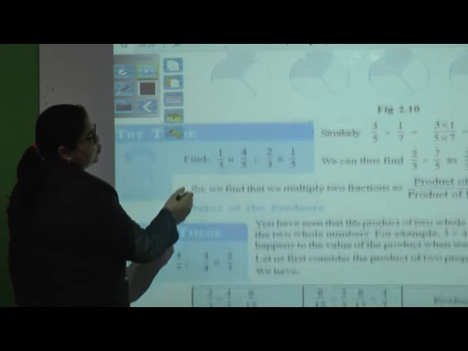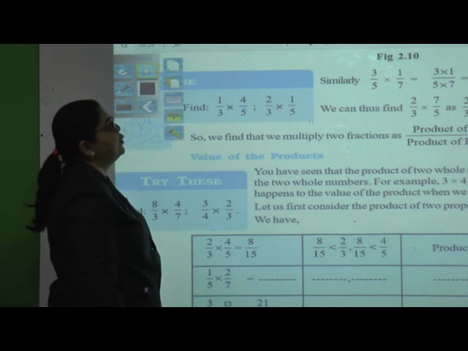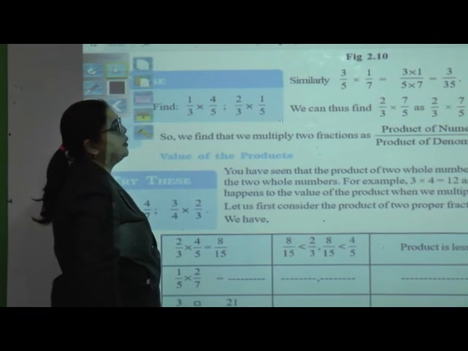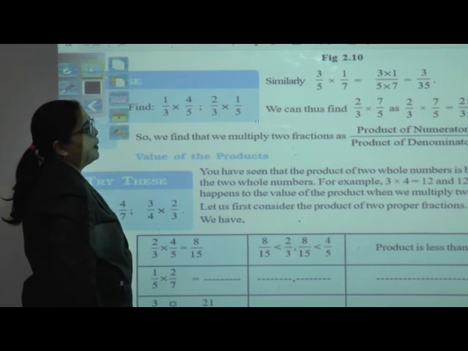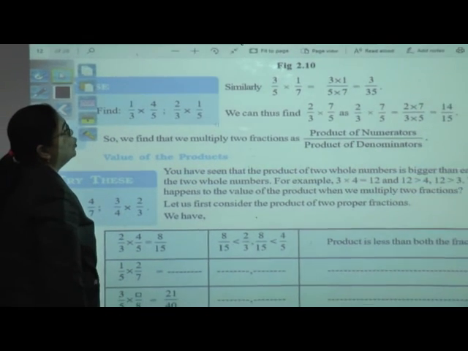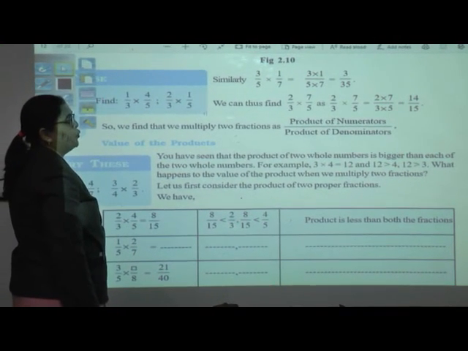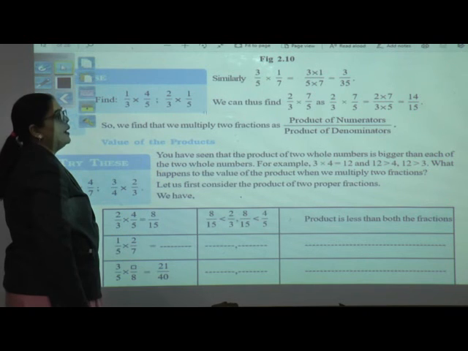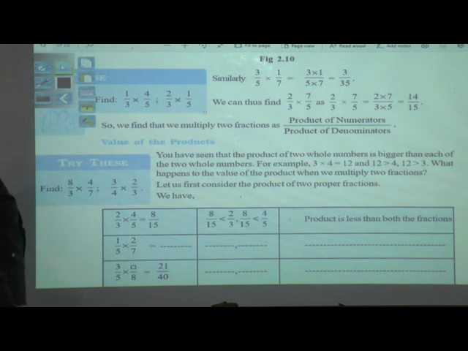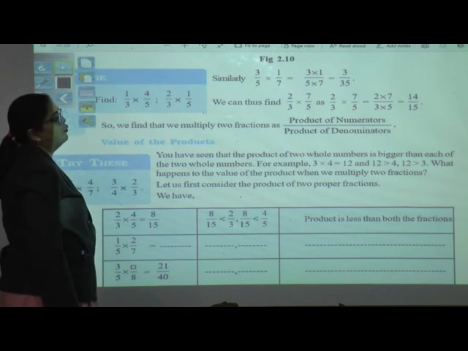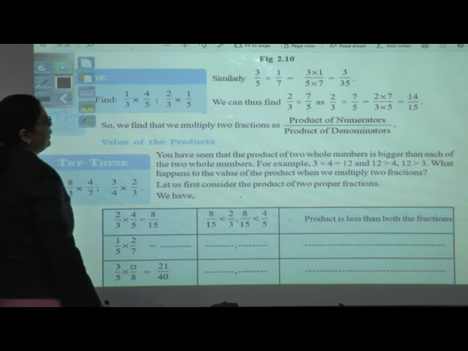Similarly, we have some other questions also. 3 upon 5 into 1 upon 7. You know very well how to do the multiplication, numerator to numerator, that is 3 multiplied by 1, and 5 multiplied by 7, which is equal to 3 upon 35. We can thus find 2 upon 7 into 5 by 7 as 2 upon 3 into 7 upon 5, which is equal to 2 multiplied by 7 is 14 and 3 multiplied by 5 is 15. So, we find that we multiply two fractions as a product of numerators and the product of denominators.